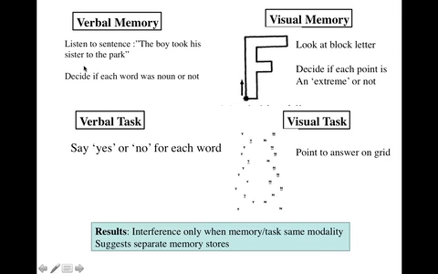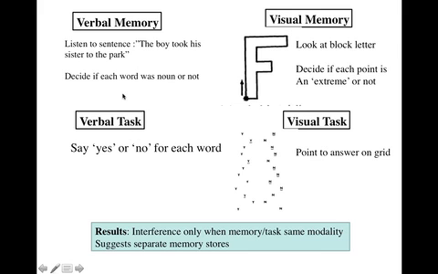A person might have to do a verbal memory task: listen to a sentence, and then decide if each word was a noun. So you're thinking about the sentence. Or you have to do a visual memory task, in which case here's a letter, and you have to do something with that letter in memory. And then to either do a verbal kind of response, where you say yes or no to the question, or point to an answer on a grid. You could have a verbal memory task and then do the verbal procedure, or you could do a verbal memory task and do the visual procedure, or vice versa.